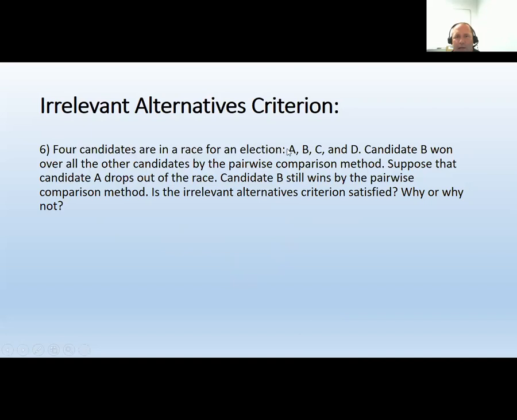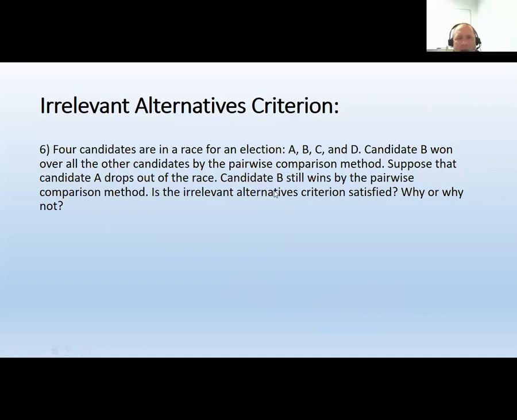This says 4 candidates in a race for election. You've got candidates A, B, C, and D. Candidate B won over all the other candidates by the pairwise comparison method. Suppose that candidate A drops out of the race. Candidate B still wins by the pairwise comparison method. Is the irrelevant alternatives criterion satisfied? What does everybody think? Yes.